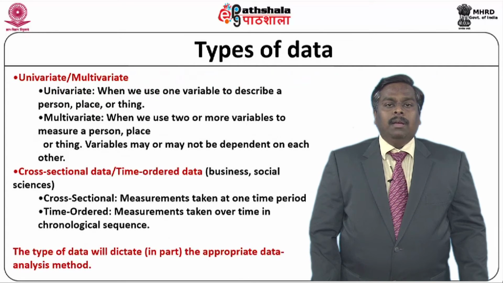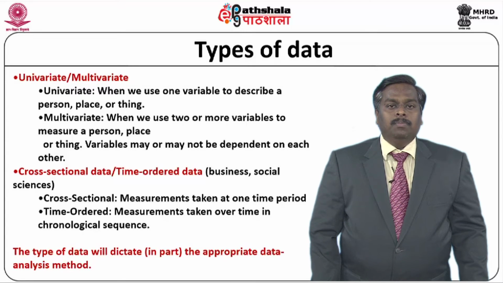Now, when we are collecting data with a data collection tool or a device, we need to understand what type of data we are dealing with. Fundamentally, this can be classified into two. One is a univariate or a multivariate environment, another is cross-sectional data or time-ordered data. Let us first understand what univariate and multivariate data are. Univariate means we will be working with a single variable, and this single variable may describe the given scenario. For example, it can describe an individual, a place, or anything in the real world.